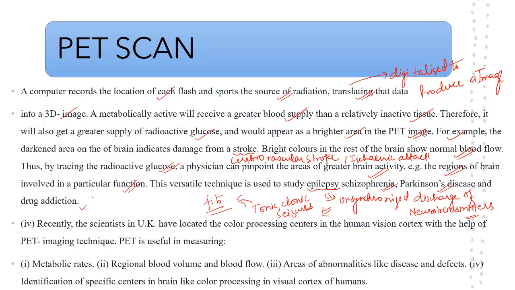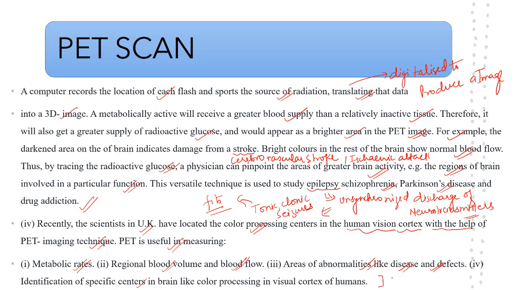Okay, and drug addiction. Recently, scientists in the United Kingdom have located the color processing centers in the human visual cortex, which help to process and differentiate color, with the help of the PET imaging technique. PET, or positron emission tomography, is useful in measuring metabolic rates, regional blood volume and blood flow. It helps to diagnose which part is metabolically more active and which is less active. It also identifies areas of abnormalities like diseases and defects, whether neurological or neurophysiological, and specific centers in the brain involved in color processing in the visual cortex of humans.